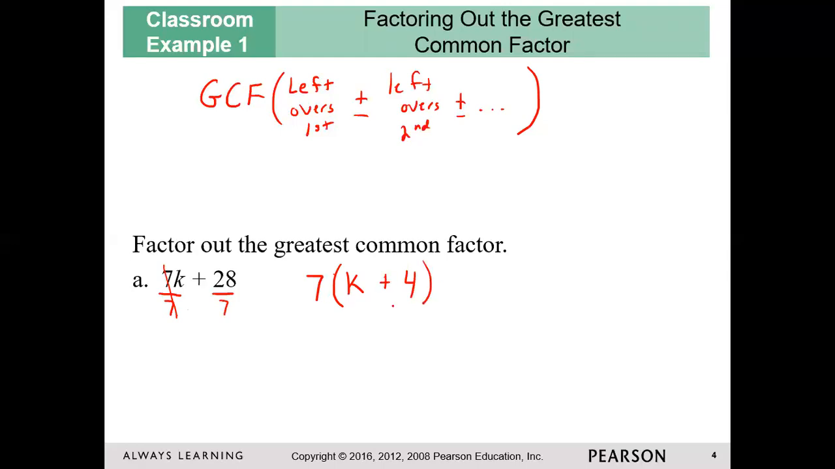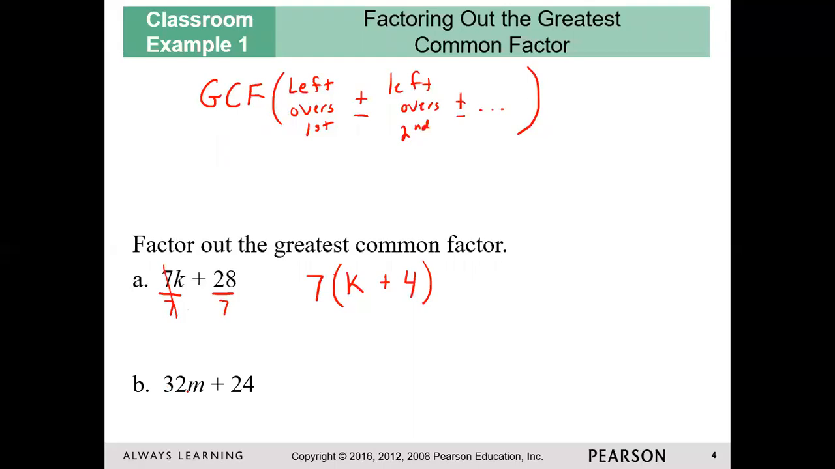So there is your factored form of 7k plus 28. Again, you're going to figure out what is the biggest term that divides both of my terms evenly without remainder. And again, you can check your answer by distributing this back in. If you get back to your original result, then that is a pretty good idea that you're doing it correctly. So let's take a look at this one now.